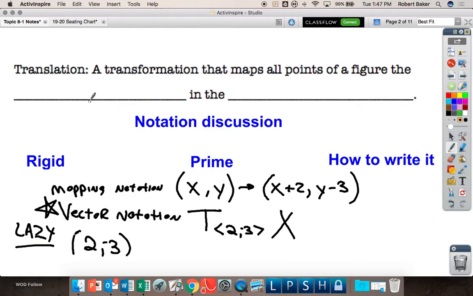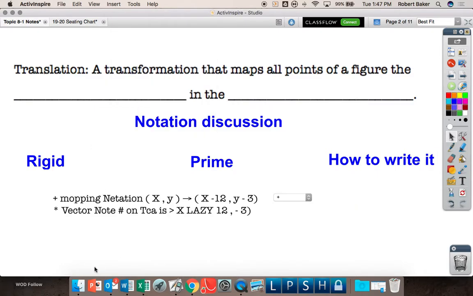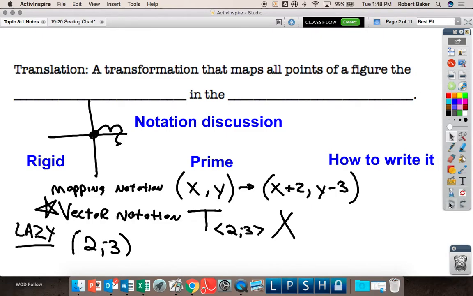If I put a coordinate grid down and you start here, how do you plot the point 2, negative 3? Over 2, down 3. Mapping notation. Mapping notation. All right, let's just try it out.